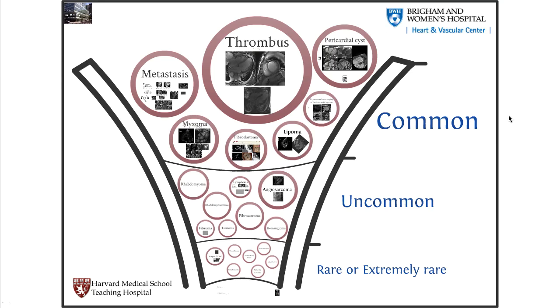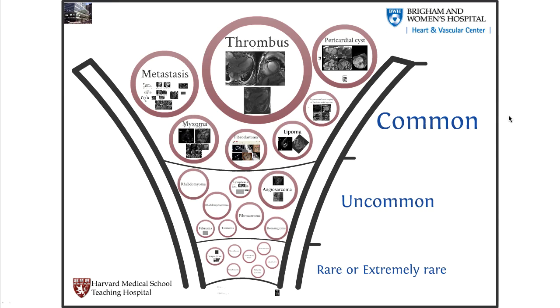So let's zoom out a little bit. And this is a nice little cartoon that I made of a bucket. And so eventually a lot of masses sort of end up in the bucket, so from the OR. And we bin these into different frequencies. So we have the more common masses up at the top, some more uncommon masses, and some of the rare masses.